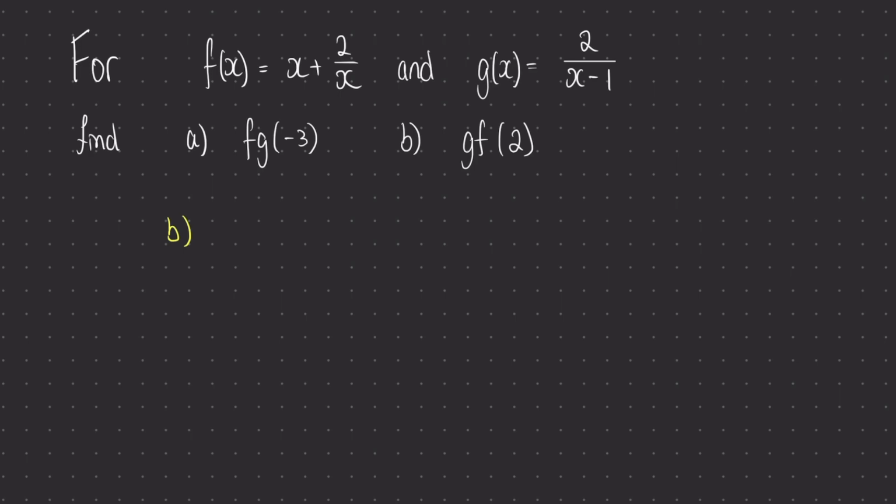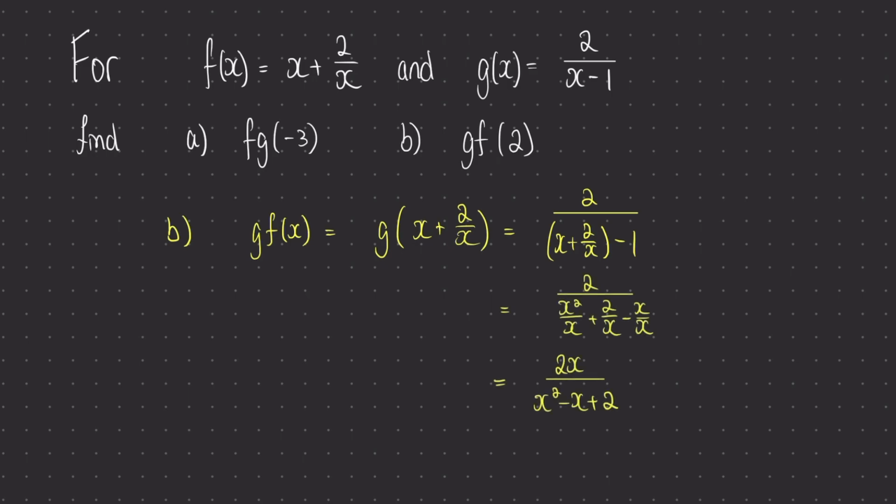I'm going to first work out g of f of x. We know what f of x is, so we're going to replace in the bracket of g our new input, x plus 2 over x. And now on the right hand side, wherever I have x, that becomes my new input. We're going to need to simplify this. Now I can replace x with 2 to work out my final answer, which is g of f of 2 is 1.